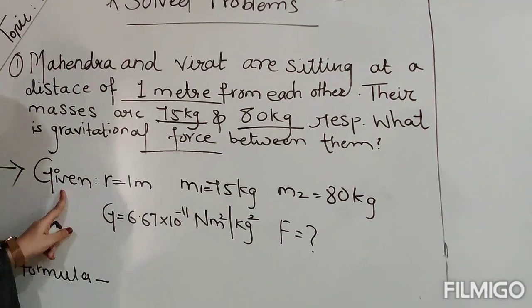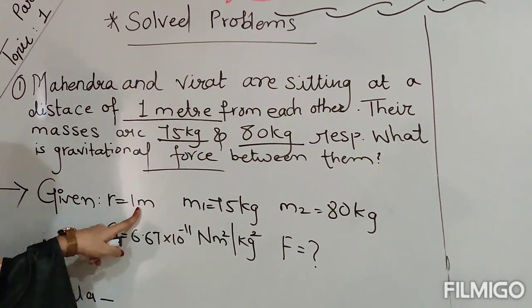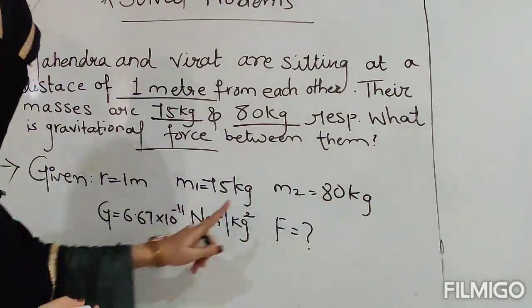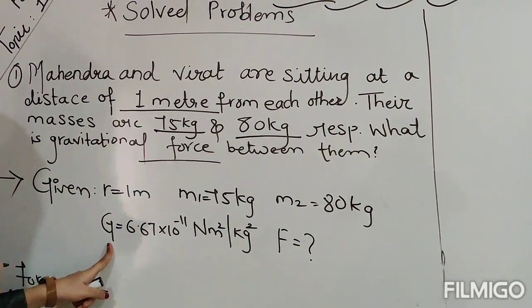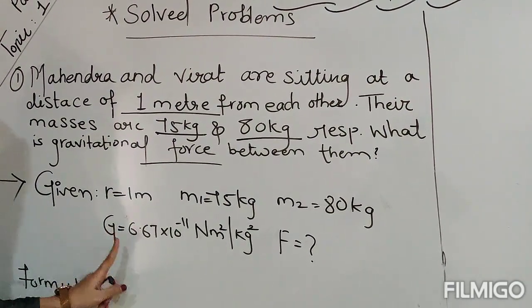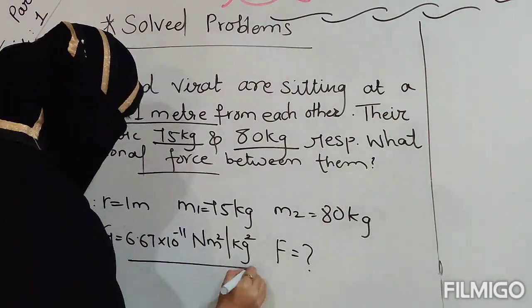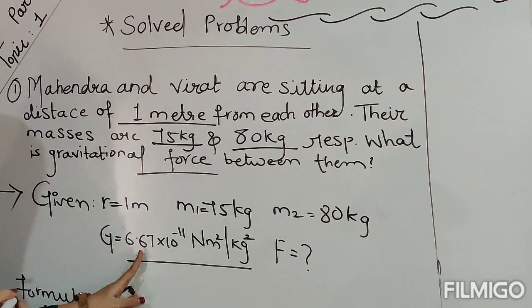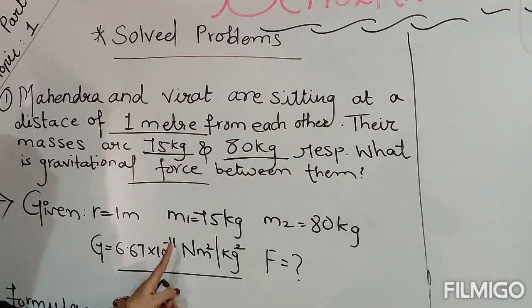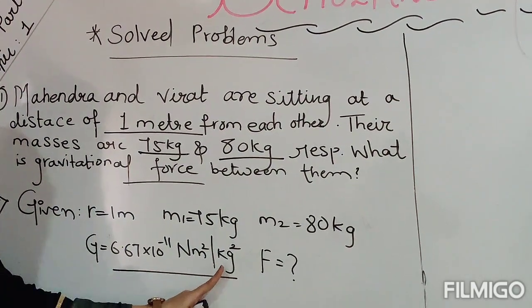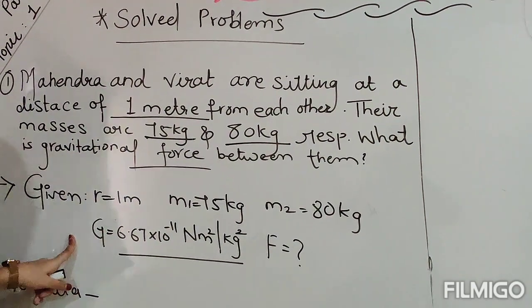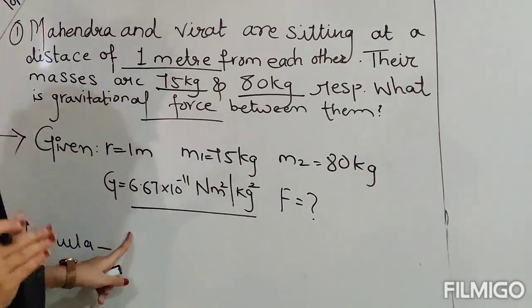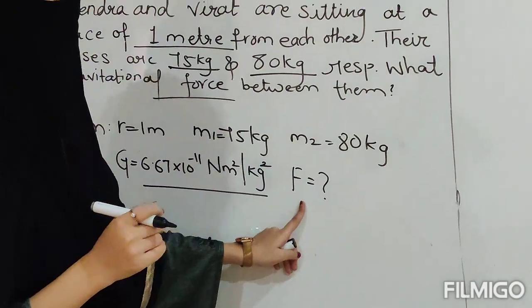So I have written the given values here. Distance 1 meter, mass 1 75 kgs, mass 2 80 kgs. Capital G, the universal gravitation constant. I have already mentioned this value in the previous lecture. That is, the value of capital G is 6.67 into 10 raised to minus 11 Newton meter square per kilogram square. It is a fixed value for this capital G. It will never change. Okay, for solving the problems, then we need to find out the force.